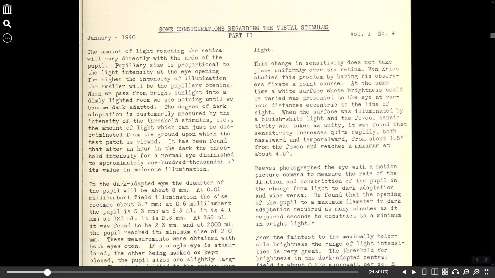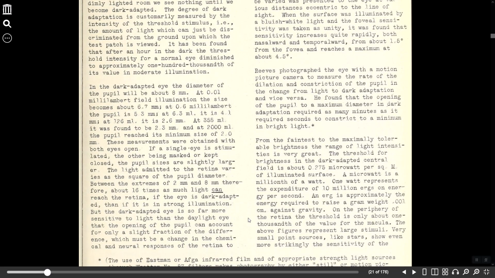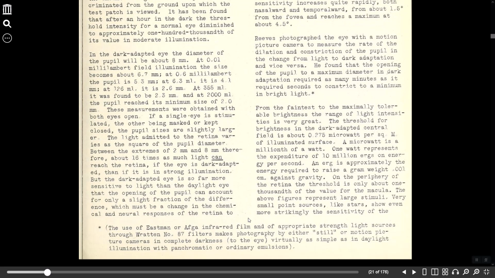At 355 millilamberts, it was found to be 2.3 millimeters. And at 2000 millilamberts, the pupil reached its minimum size of 2 millimeters. These measurements are obtained with both eyes open. If a single eye is stimulated, the other being masked or kept closed, the pupil sizes are slightly larger.